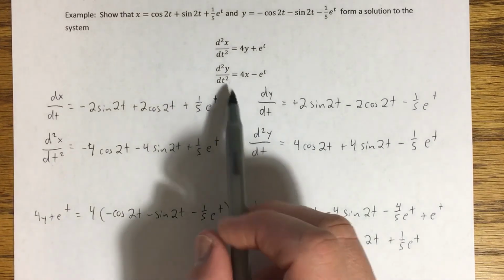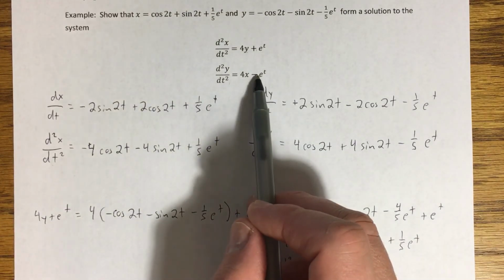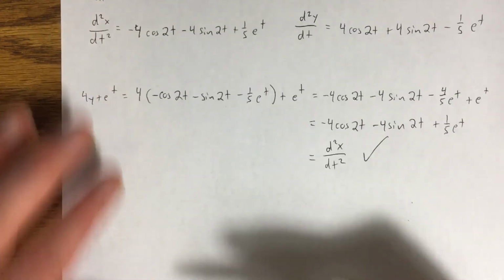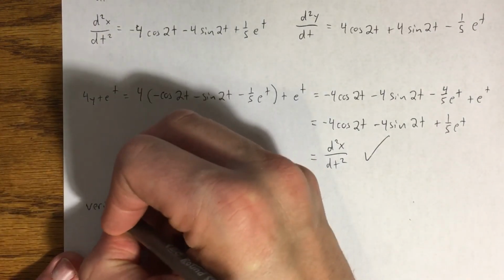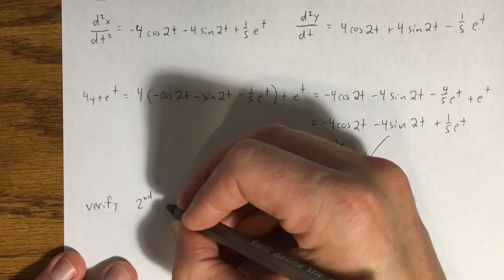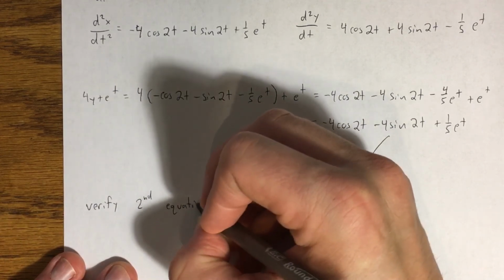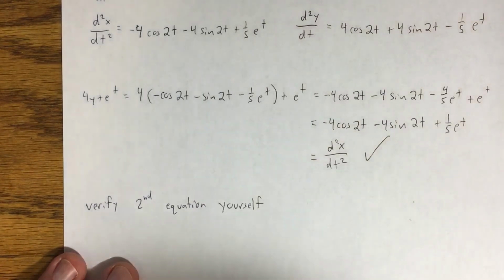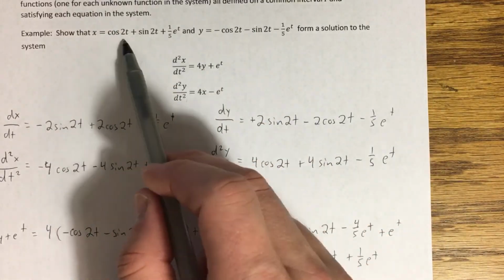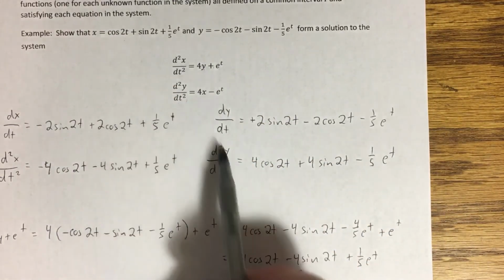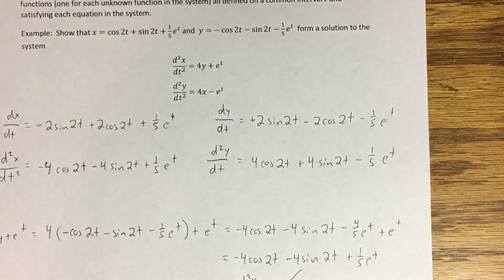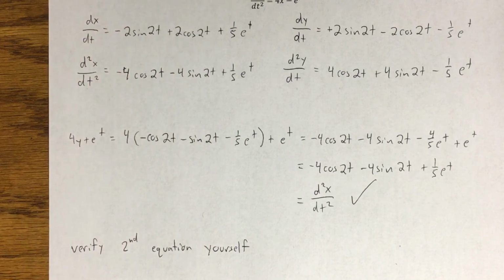I'm going to let you do the second equation because the work is so similar it's not worth the time, really. So I'm going to say verify the second equation yourself. Okay? But you should be able to substitute the function that we're given for x into here, compare it to the second derivative of y with respect to t that we got here, and see that they are the same thing. Okay? That's going to wrap up section 1.1.